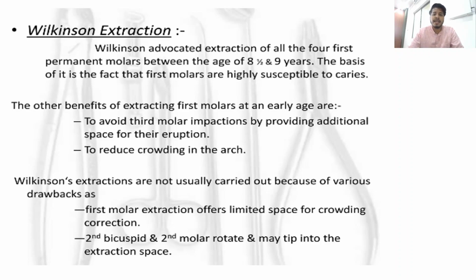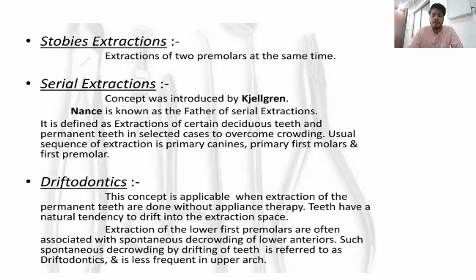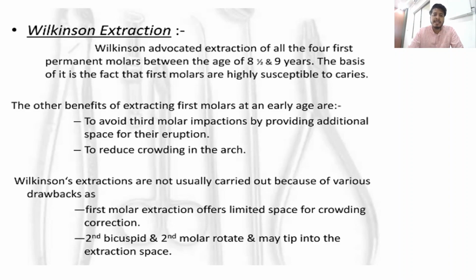So if a patient is in the age of 8.5 to 9 years, in Wilkinson's extractions, they are extracting all four first permanent molars. The basic idea is that the first molars are highly susceptible to caries. So at the age of 8.5 to 9 years, you are extracting the first permanent molars. The other benefits of extracting first molars at an early age are to avoid third molar impactions by providing additional space for their eruption, and to reduce crowding in the arch.